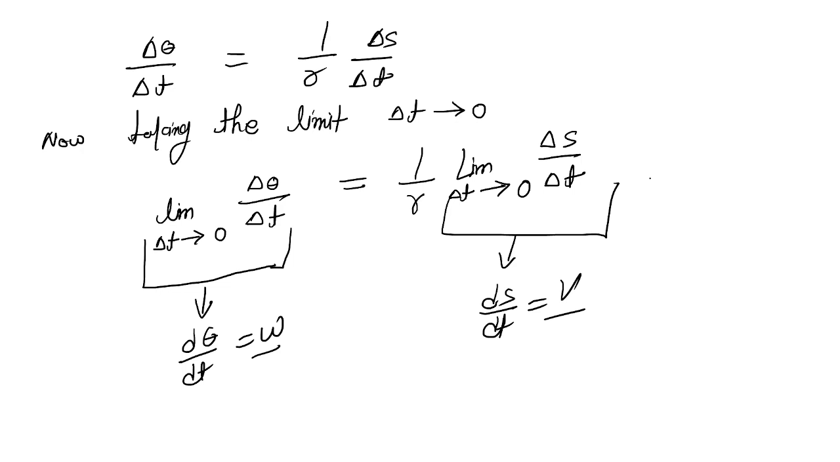We already know this thing. What is velocity? Velocity means the rate of change of distance. Distance is s and time is t, so this will be equal to linear velocity v. So here is omega, and the actual relation between the angular velocity and linear velocity is omega equal to 1 over r times v.